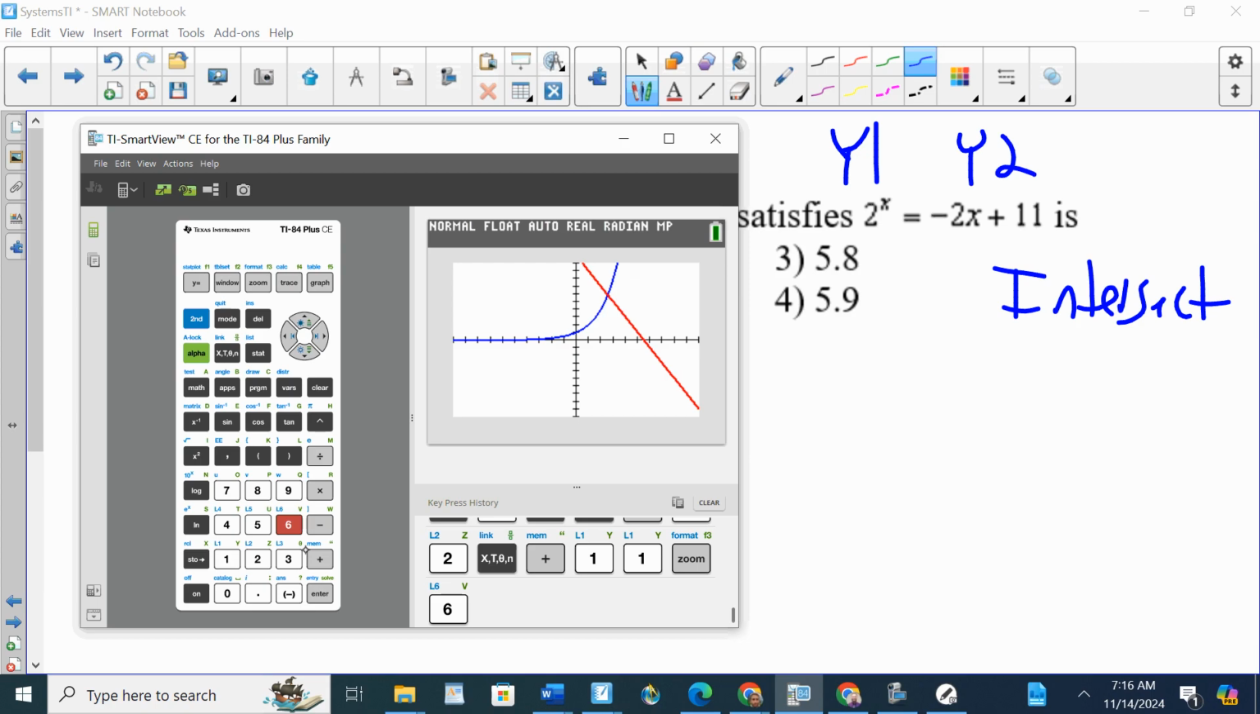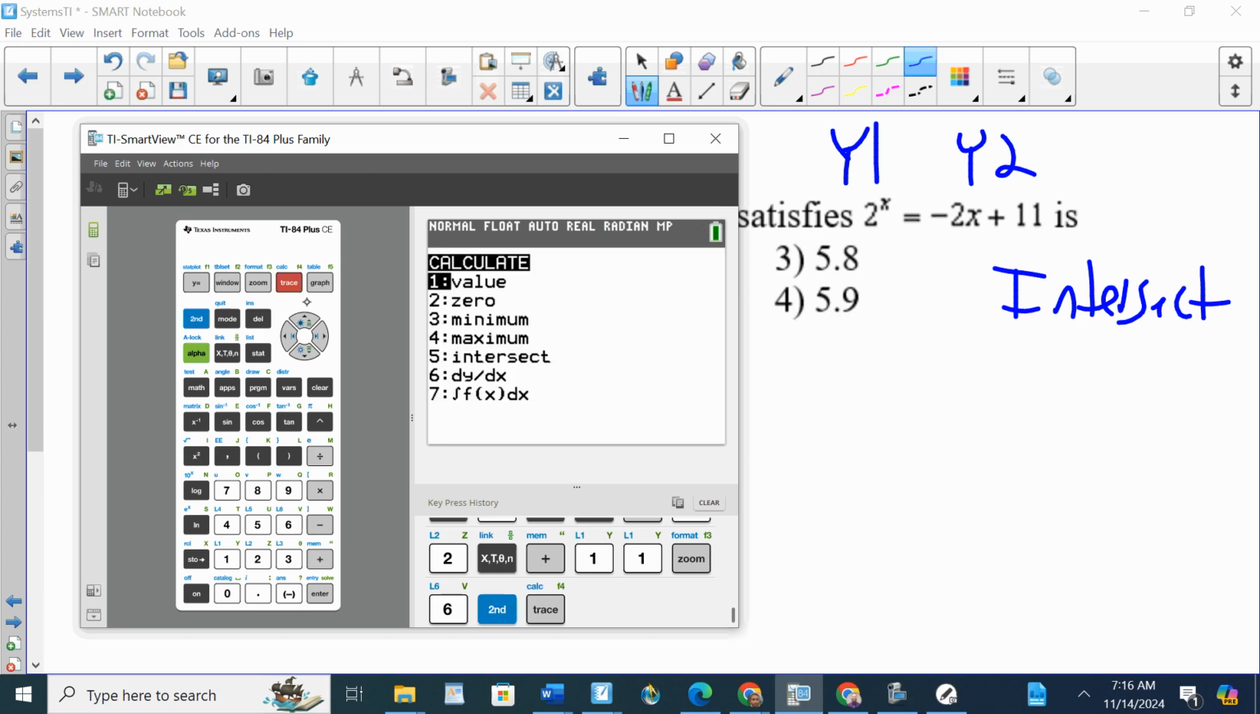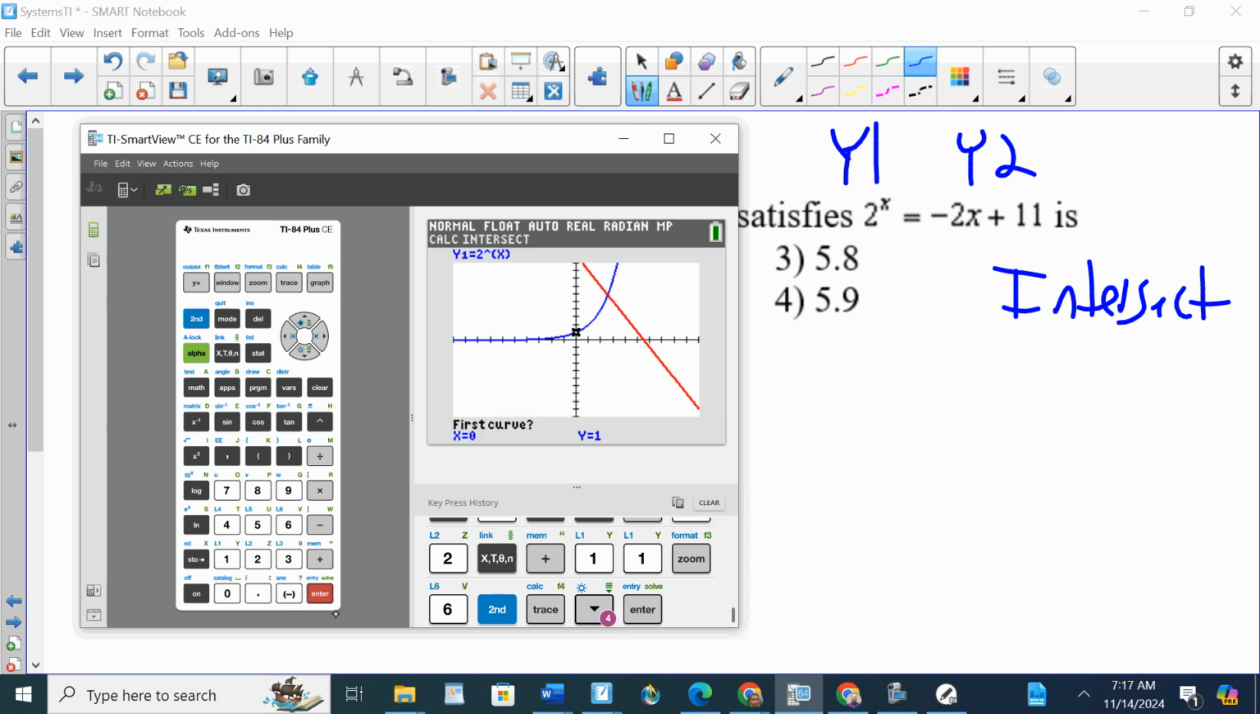What I'm looking for is the intersection. Do I see the intersection? Yes. So to find the exact intersection, I go second trace, which is calc. Because I'm finding the intersection, I go to intersect. I know earlier in this unit we used the zero, the minimum, and the maximum. Now we're using the intersection. I'm going to move my cursor to the intersection point that I'm trying to find, and I'm going to hit enter, enter, enter. Once it says intersection, I'm done.